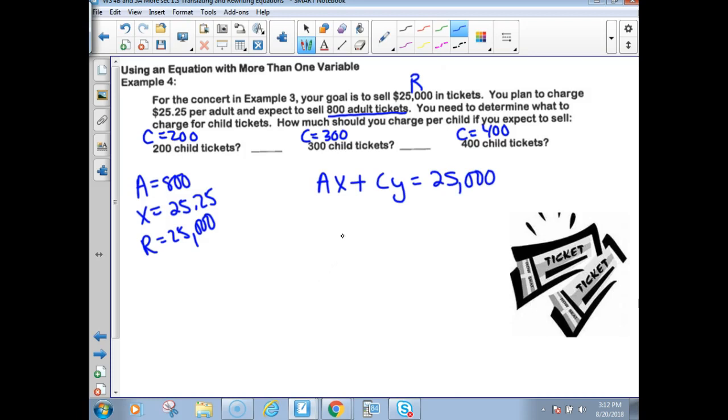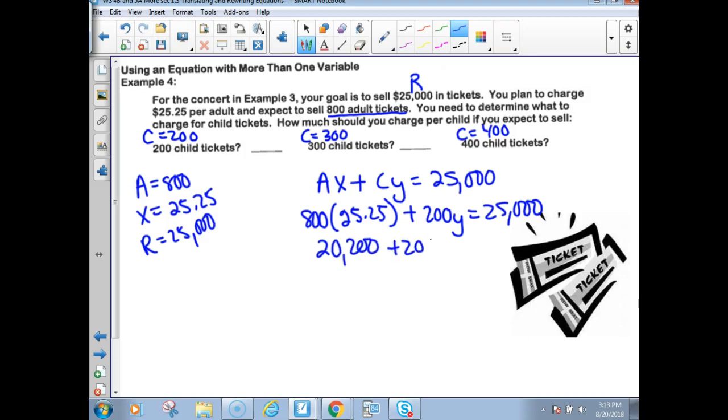Or R, that would equal, well, I guess I can pop in the numbers now. I had R in my original equation, so I'm going to put in everything I can. So 800 times 25.25, plus 200 Y equals 25,000. Now, this is a constant, the 800 adult tickets. The only variable that's going to be changing for our answers is the C, not the price, the actual Y value. So, give me 800 times 25.25, please. I think it's 20,200. Yeah.